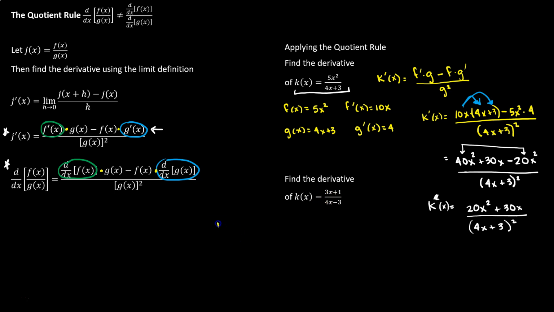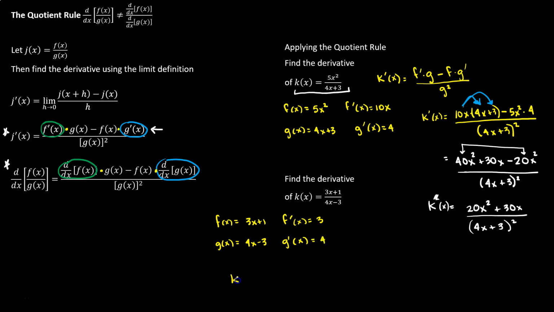Our numerator, I'm going to call f of x, looks like 3x plus 1. The denominator, I'll call g of x, that looks like 4x minus 3. And we're going to use our quotient rule, which needs to have f prime. The derivative of f would be 3. That needs g prime. The derivative of g would be 4.